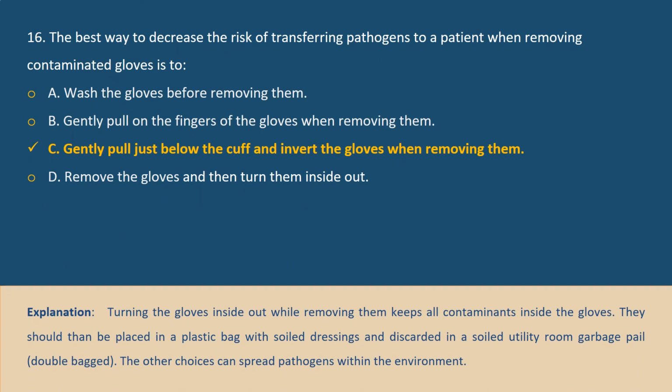Answer C. Explanation. Turning the gloves inside out while removing them keeps all contaminants inside the gloves. They should then be placed in a plastic bag with soiled dressings and discarded in a soiled utility room garbage pail, double-bagged. The other choices can spread pathogens within the environment.